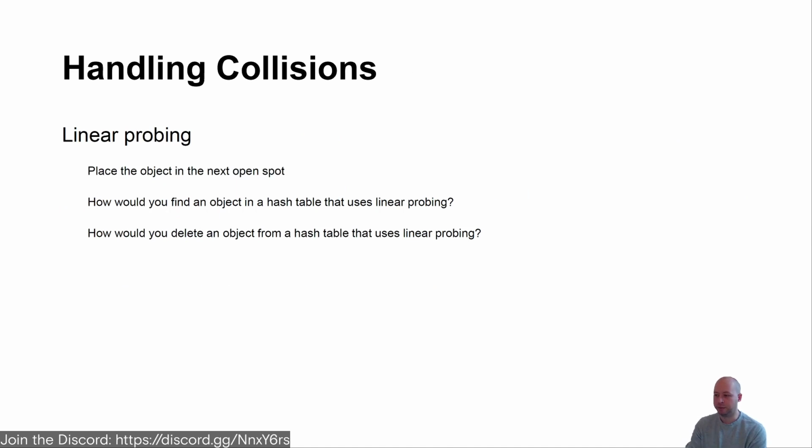Well, there's a number of different ways to deal with collisions, right? For example, linear probing is one of the more effective and, I think, more efficient algorithms to do this. To handle a collision, we essentially just put our data in the next open spot in our array.